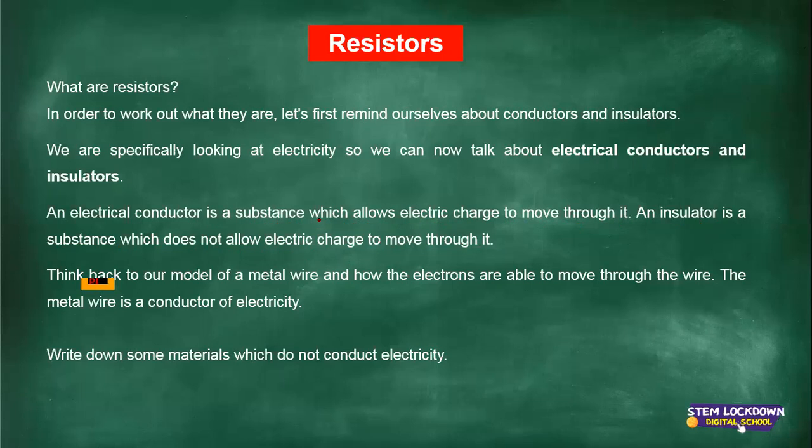So we basically say an electrical conductor promotes electricity. It's a good conductor of electricity. And we say an insulator does not conduct electricity. It basically protects you from the electric current that is passing through.